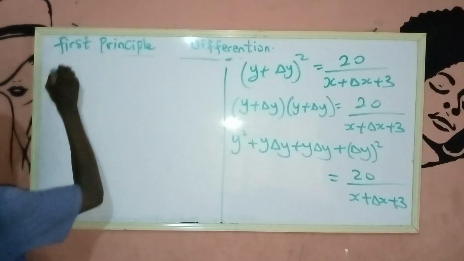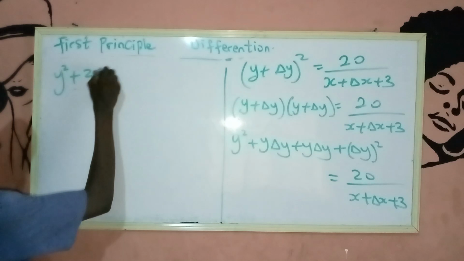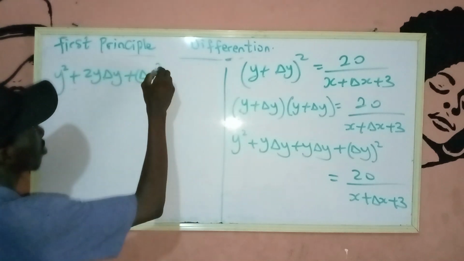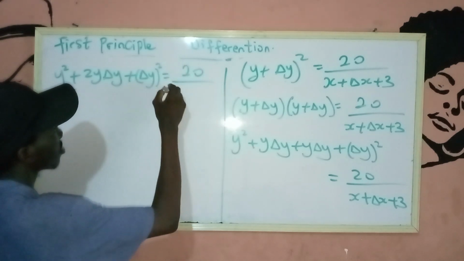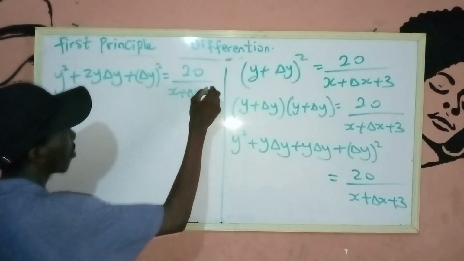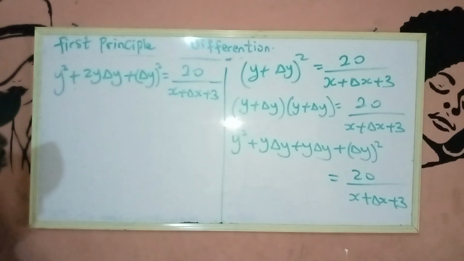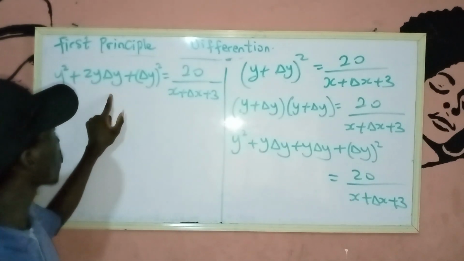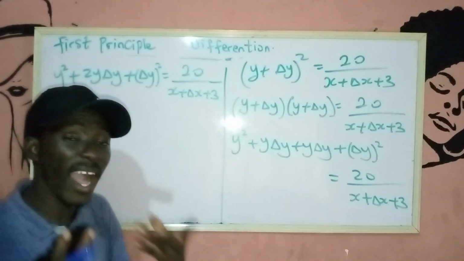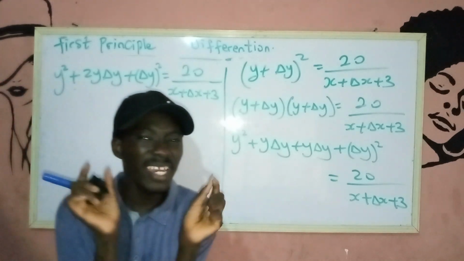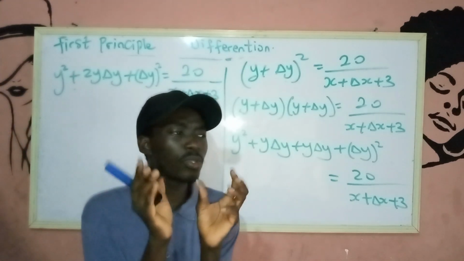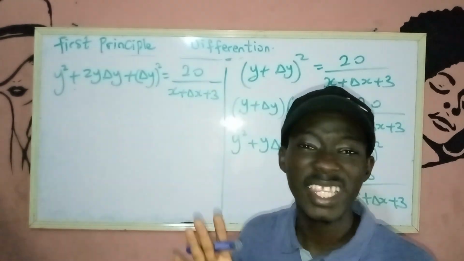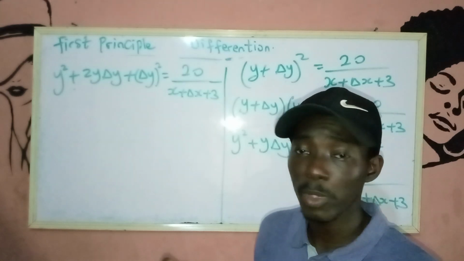So here I'll have y squared plus 2y change in y plus change in y all squared equals 20 over x plus 3. Now you can see I have change in y and I have change in y squared, so it is very hard for me to have change in y alone. But when using the first principle, it's not necessary that you have change in y on the left hand side alone. It's not a must.